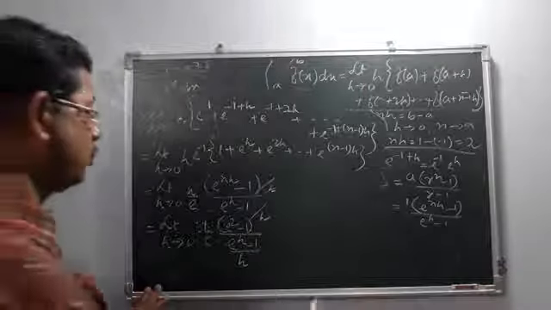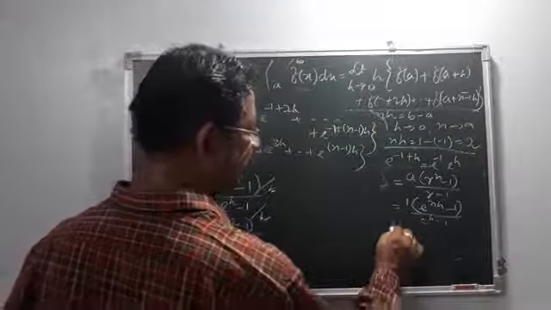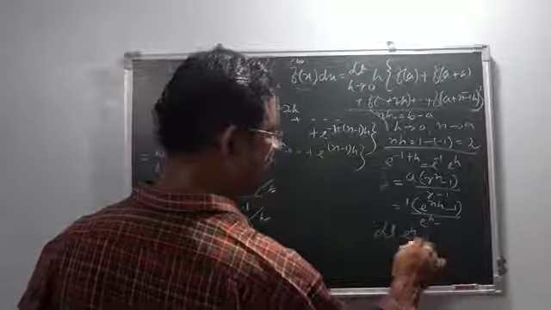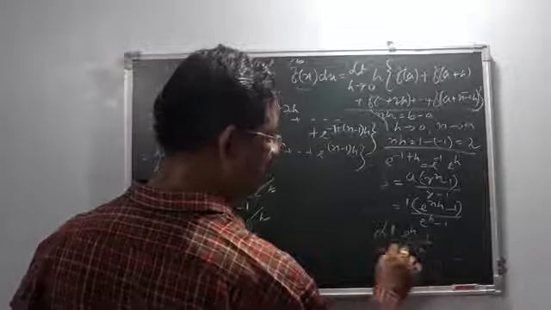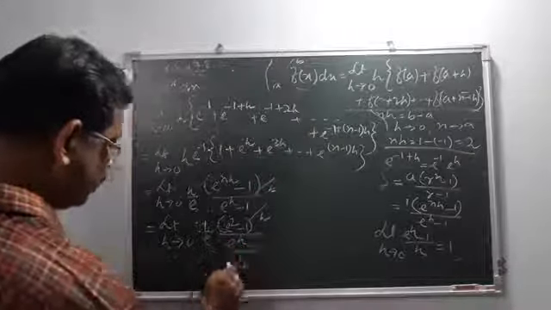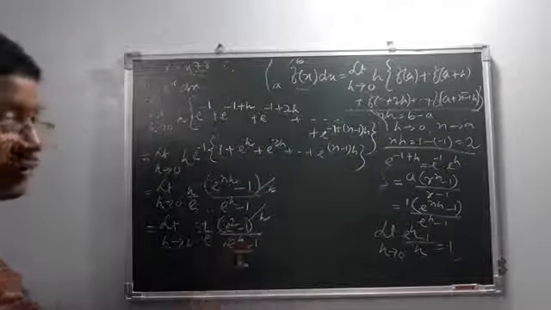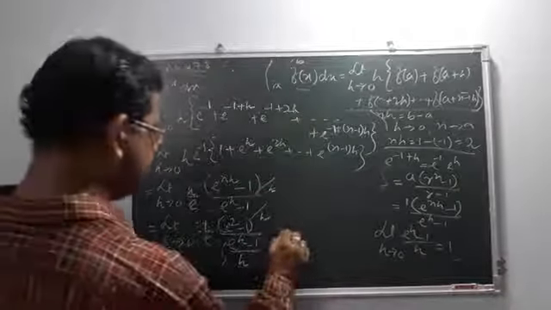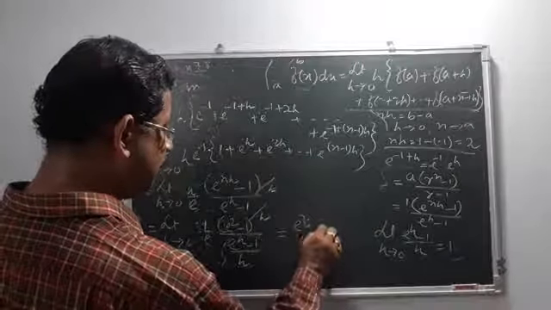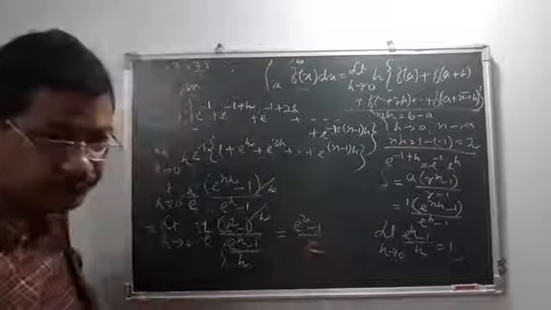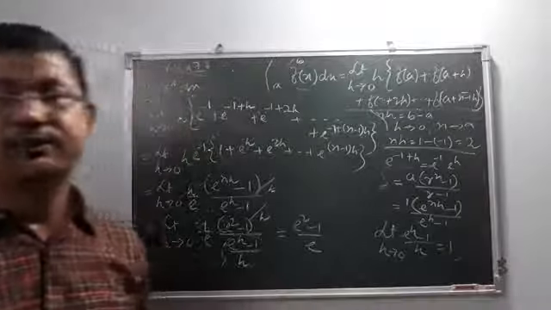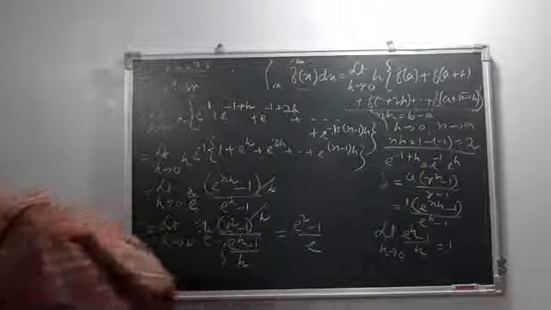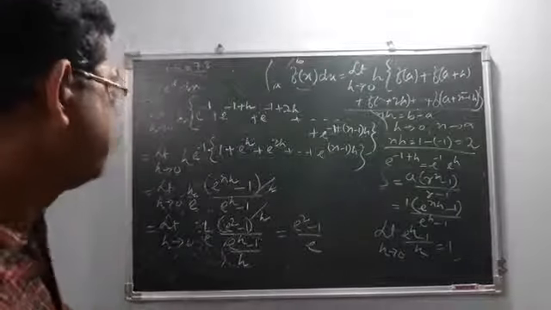Now another formula is there, limit of e to the power h minus 1 by h, if h tends to 0, then its value is 1. So this value, if we take the limit, is 1. So ultimately we are left with e square minus 1 by e. So student, this is our answer. So now we go for the next question.